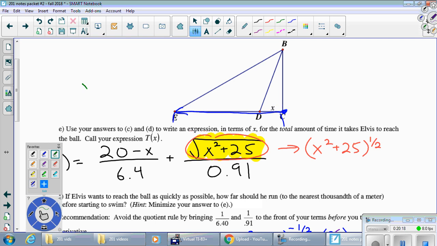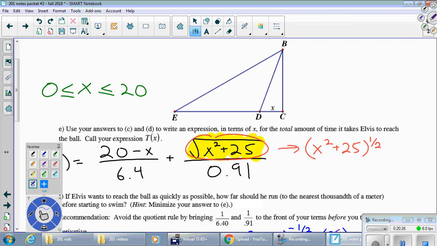So I think we've got our problem on this closed interval. X for sure is something between 0 and 20. If x is 0, that would mean Elvis would run all the way over to here and then take the shortest possible swim path. If x was 20, that would mean that 20 was this entire thing, and this line would really be this line, and so Elvis would say, forget running along the beach. I'm taking the shortest distance, even if it means swimming the whole way.